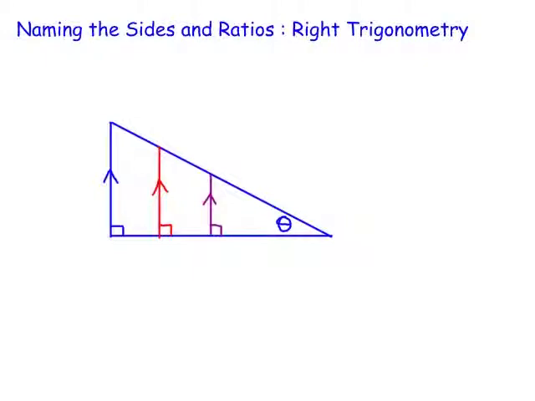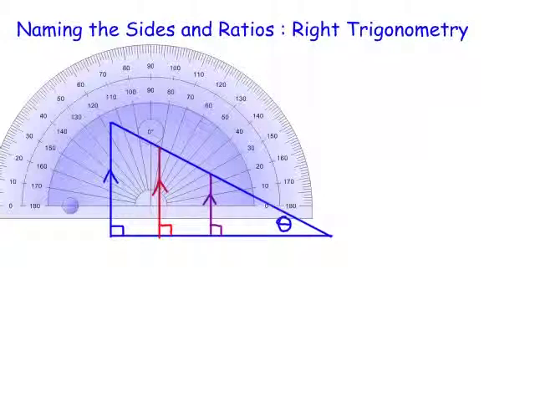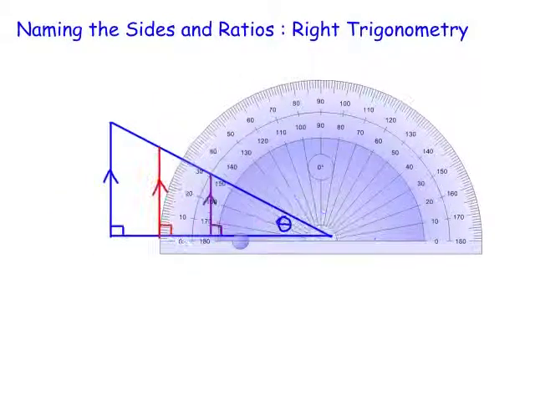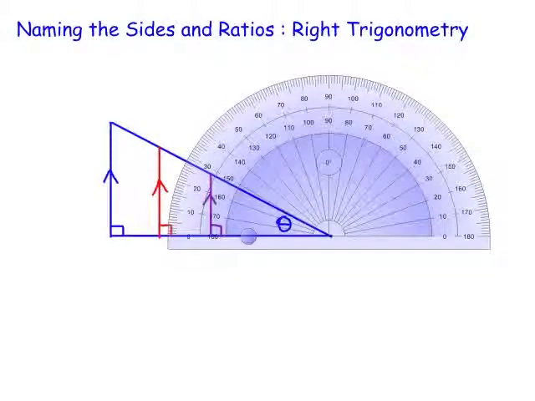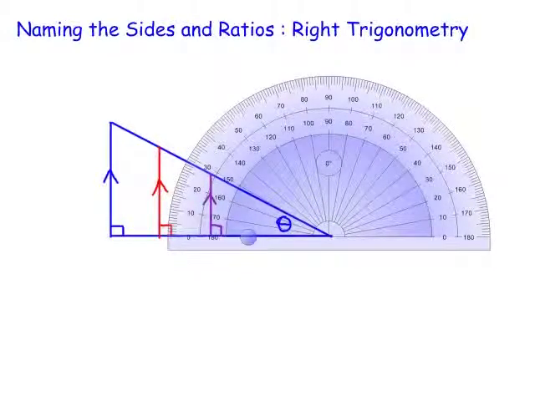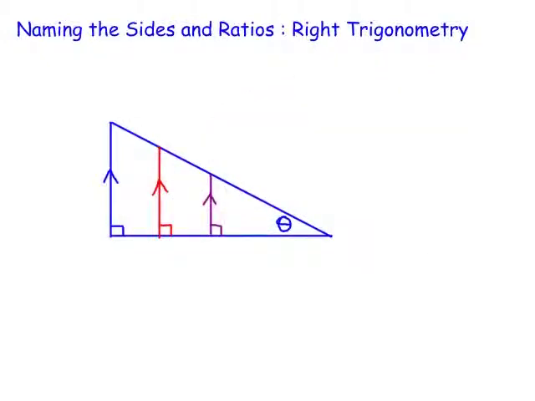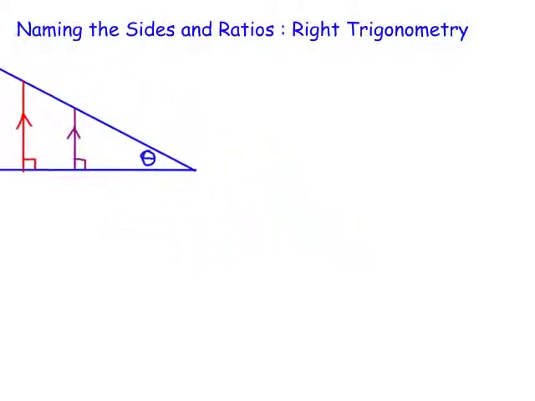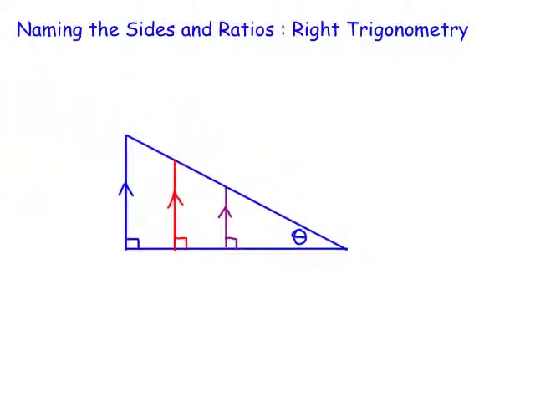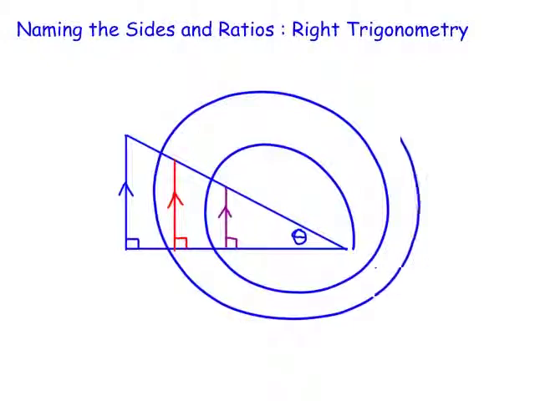If we had a protractor, let's grab a protractor and have a quick look. Okay, we can see it's about 28 degrees. But let's say we didn't have a protractor, and we wanted to work out some way to define this angle. Well, we need to look at this triangle, and the other triangle.